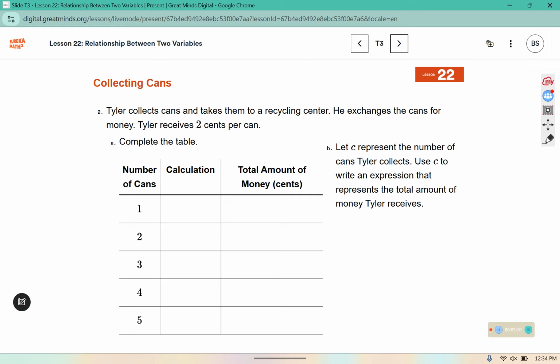Tyler collects cans and takes them to a recycling center. He exchanges the cans for money. Tyler receives 2 cents per can. Complete the table. So he has 1 can. If he gets 2 cents per can, that would be 2/100ths of a dollar.